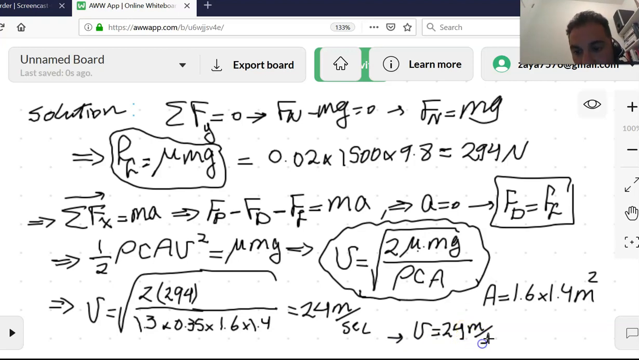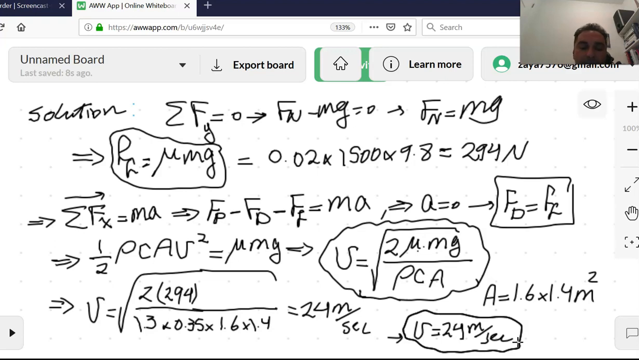Therefore, 24 meters per second. So remember, if you have a Toyota Camry or Honda Accord, usually they are between 1400 to 1600.